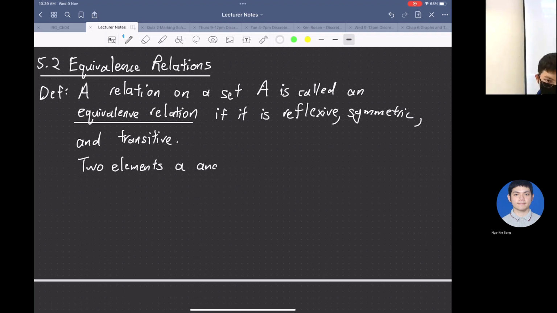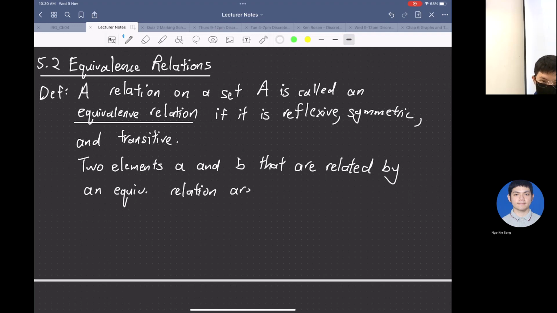So when we say two elements A and B, from this definition I'm writing down, you will see why we care about equivalence relations. If two elements are related by an equivalence relation, they are equivalent to each other. They are not equal on the nose, but they are equivalent. Remember the last time we talked about this kind of concept.